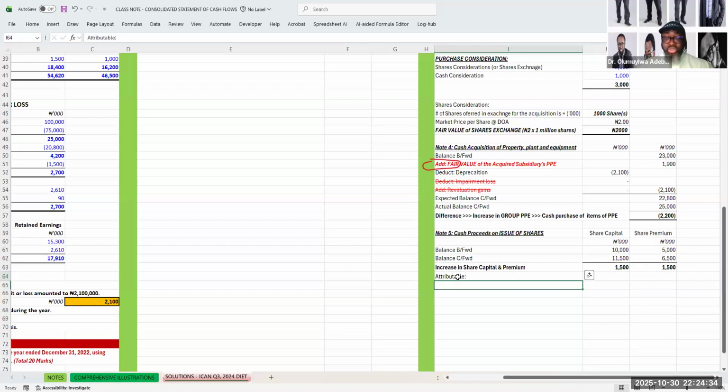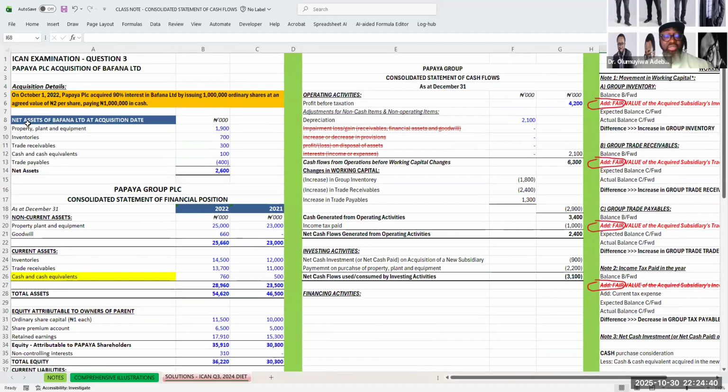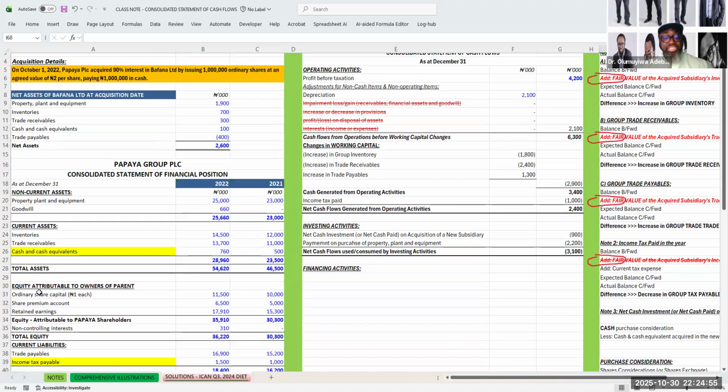Now, the question is, can we attribute this increase to the issue of shares on acquisition of the subsidiary? Remember, when we acquire a subsidiary, we are told that Papaya acquired 90% interest in Bafana by issuing 1 million shares at 2 naira. And if you go back here, the share capital is 1 naira each. It means he issued it at 2 naira, which is at a premium.